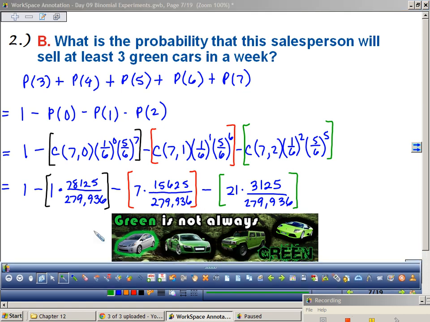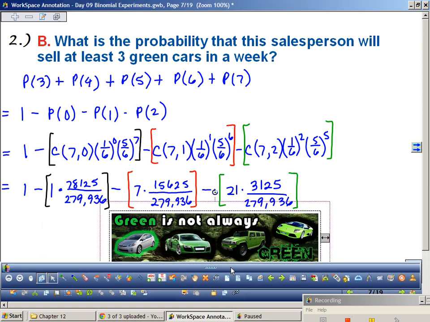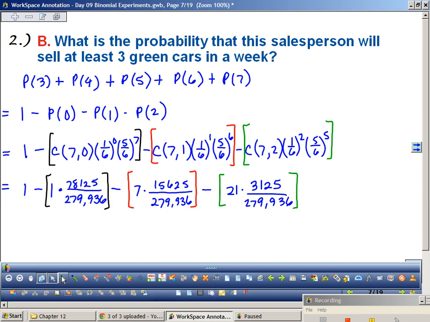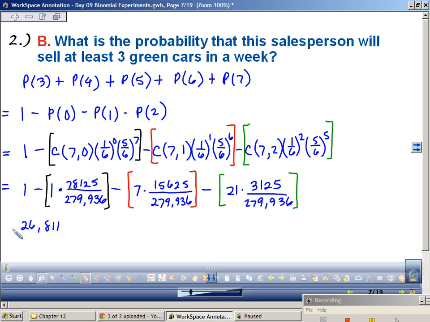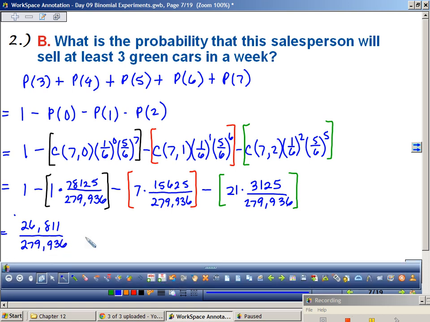Okay. So after everything's said and done, let's get rid of the little graphic here. You get 26,811. This isn't exact right now. Because they all have the same denominators, so you could compare them over 279,936, which is about 9.6% chance. Oh, that is what I got.